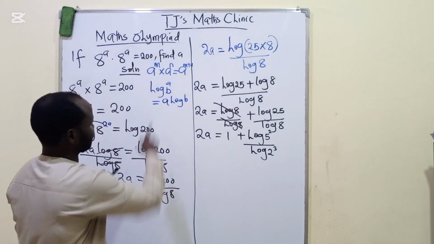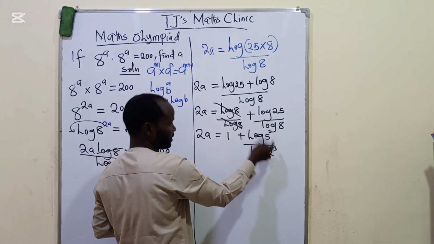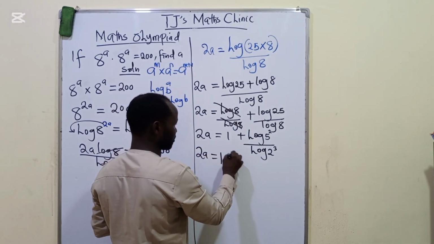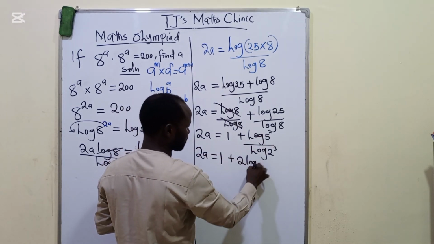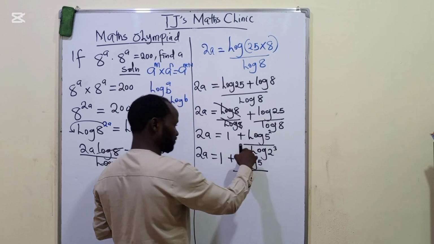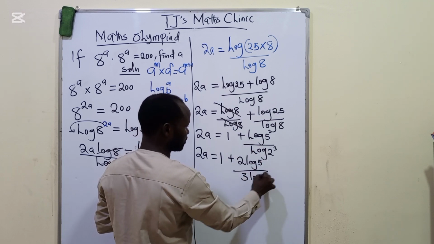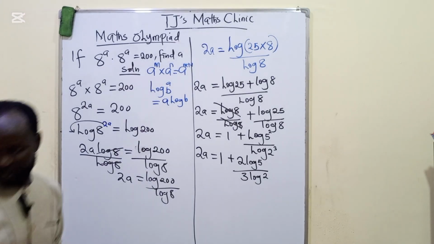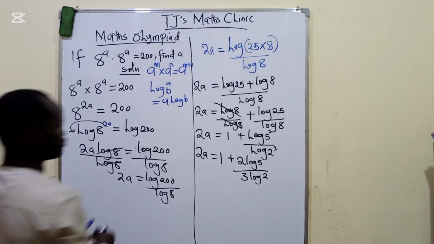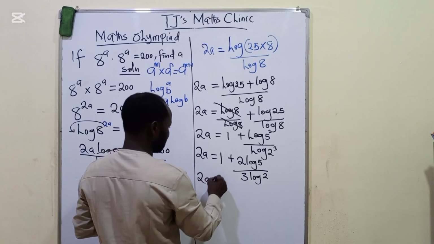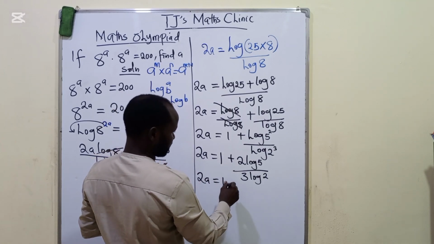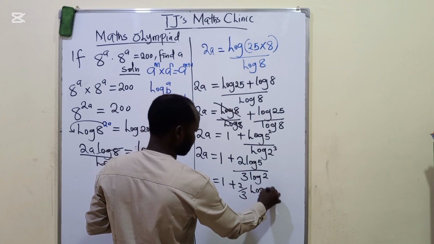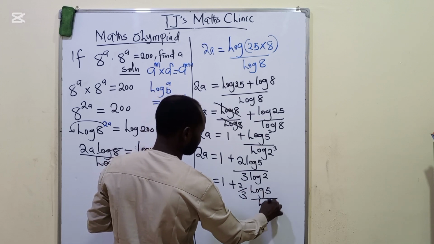Very important. We still apply this law here. These two powers will come back and multiply the log, the same 2 with this 3. So we have 2a equals 1 plus 2 log 5 divided by 3 log 2. Very important. The next thing to do: we'll have 2a equals 1 plus 2 divided by 3 times log 5 divided by log 2.